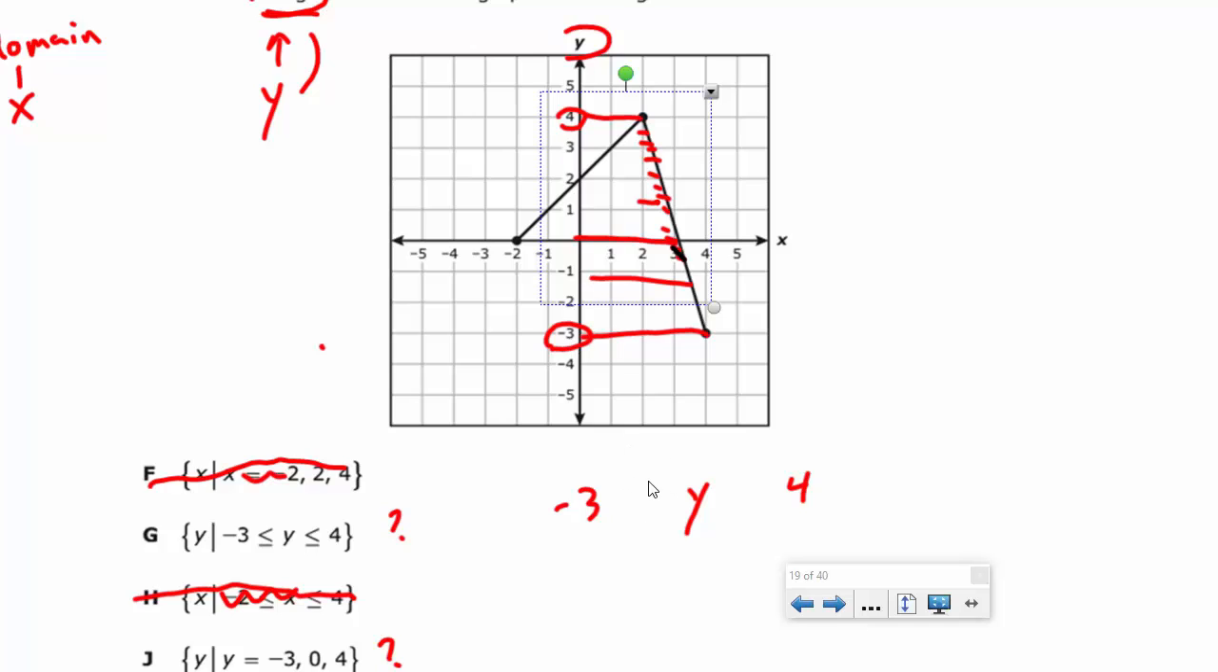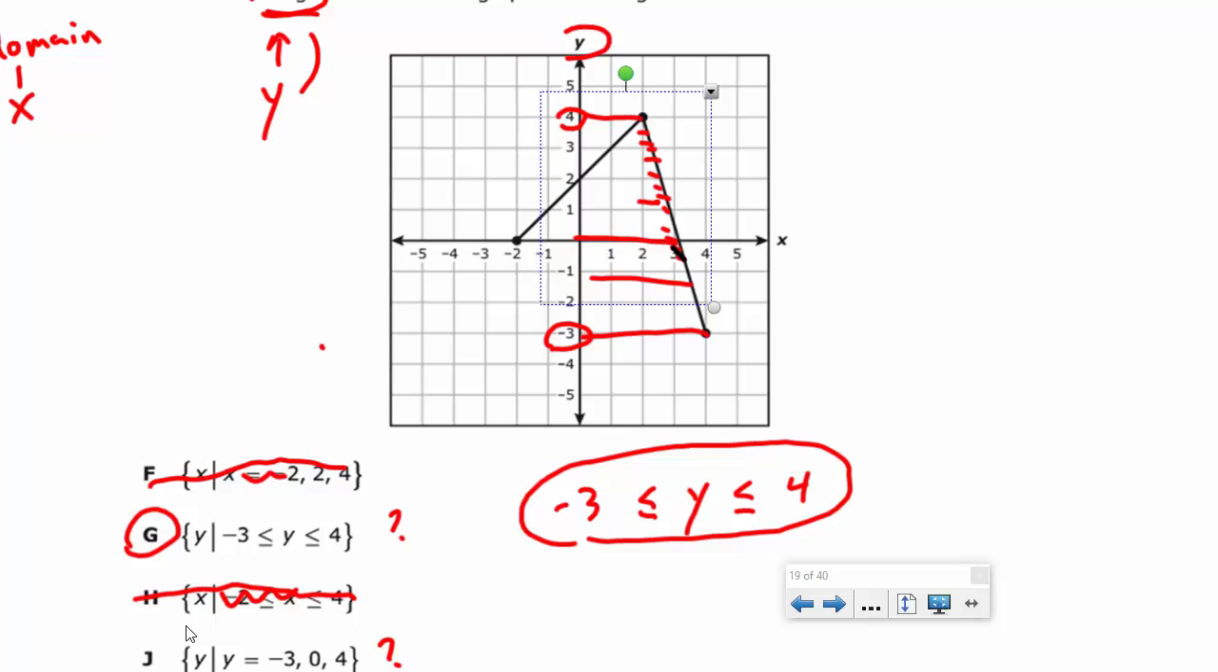Alright, now you always have the inequality arrows, and which way do they point? To the left. They always point to the left. If I don't see an open circle here, that means that -3 is part of the range, so I have to put an equal sign. Y could equal -3 because that's a closed circle. It's also a closed circle up here at 4, so I'm going to put an equal sign there. This is your solution. It's -3, 4, and all values in between them. This answer is G, and that's moving on there.